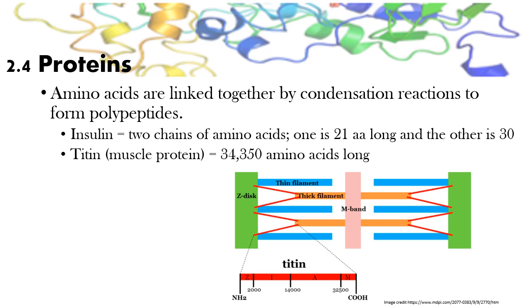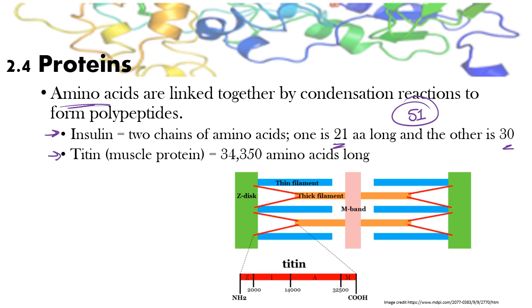All of our proteins are formed by amino acids being linked together with those peptide bonds and condensation reactions, but the number of amino acids that we put into proteins definitely is going to vary. Insulin is pretty small. There are only two chains of amino acids. One is 21 amino acids long, the other one is 30 amino acids long. So for a total of 51 amino acids, we have insulin, that hormone that helps us regulate blood sugar levels.